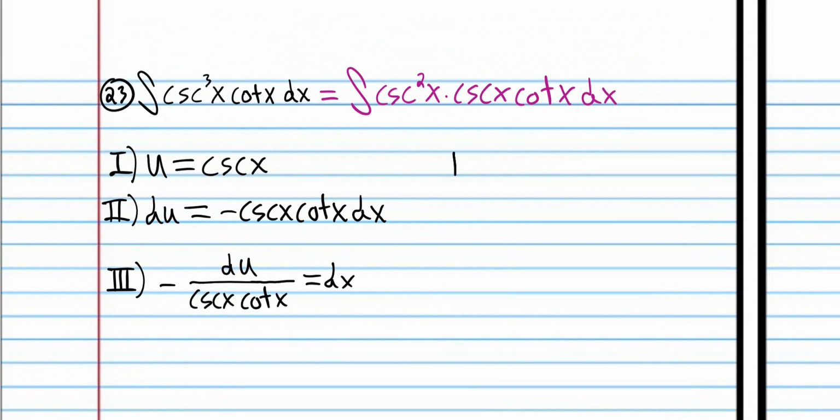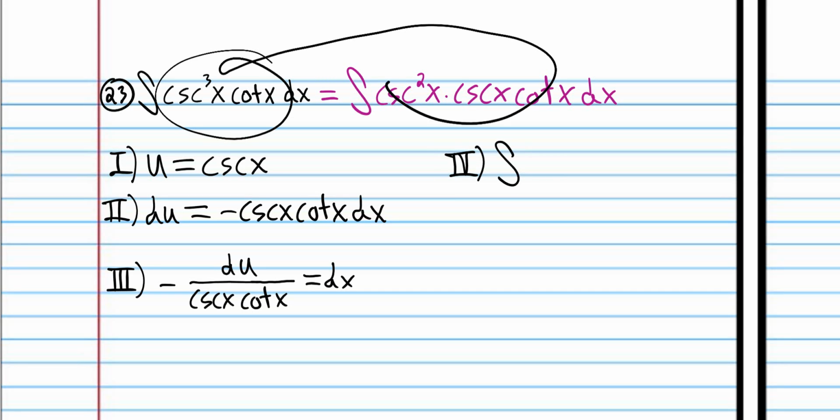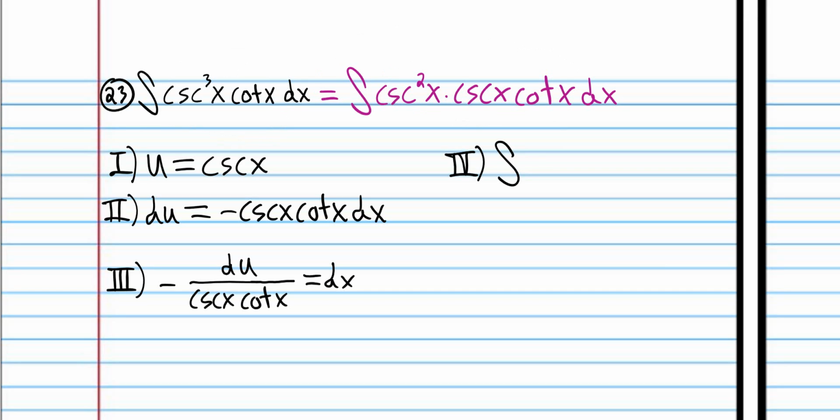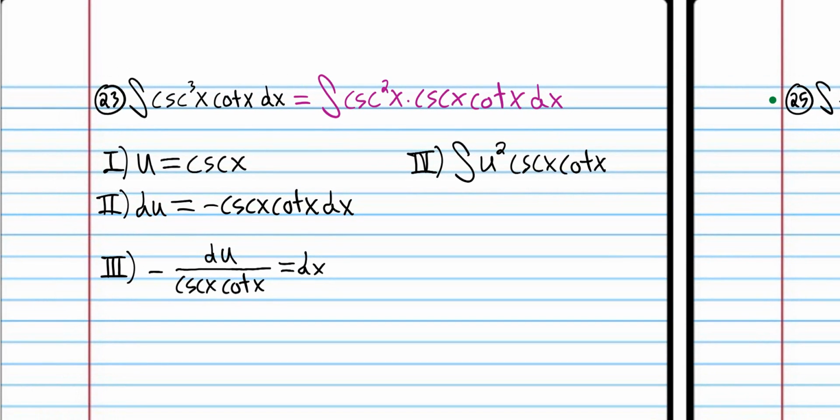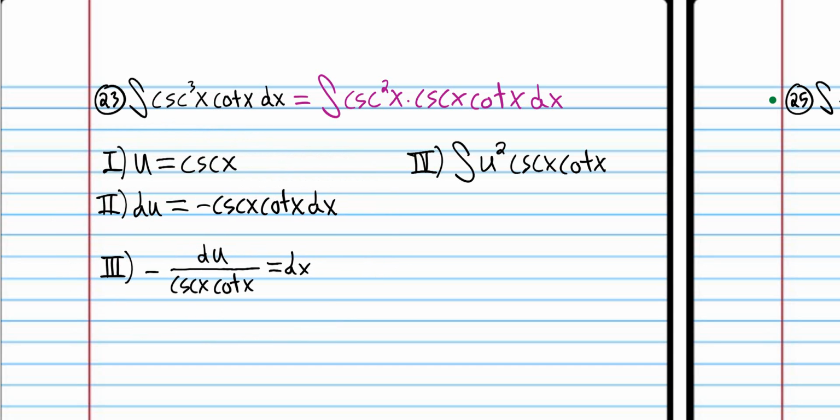So now we go to step number 4, which is rewrite the integral. But instead of looking at it this way, we're going to look at it this way. We're going to replace cosecant x with u, but we're going to keep the other cosecant x. So that's kind of confusing. I'm not trying to confuse you. I'm just letting you know that sometimes these problems have little things like that that make them a little more challenging to understand what's going on.